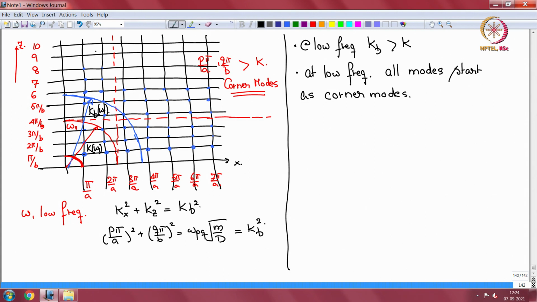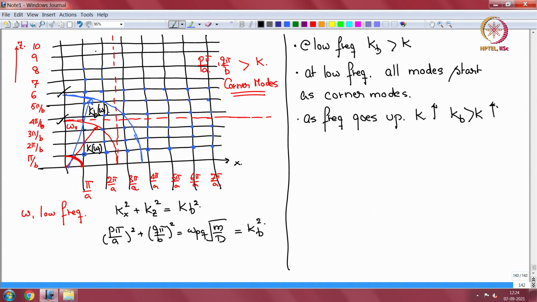Now, as frequency goes up, the k wave number goes up, and also kb, which is already greater than k, also goes up. So at a certain instant we are here, the k circle is here, the kb circle is here. Now look at this.